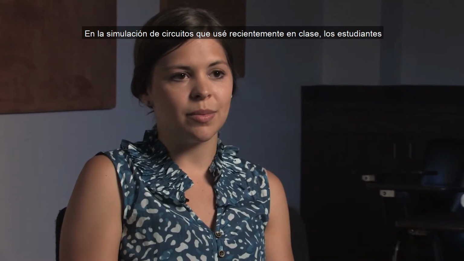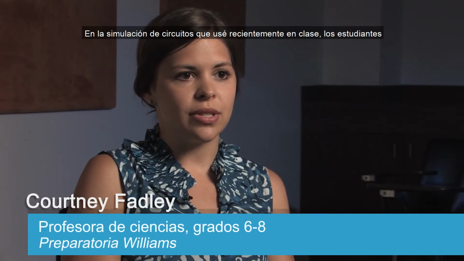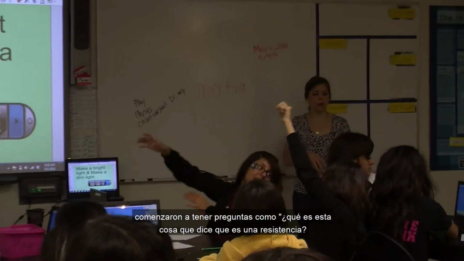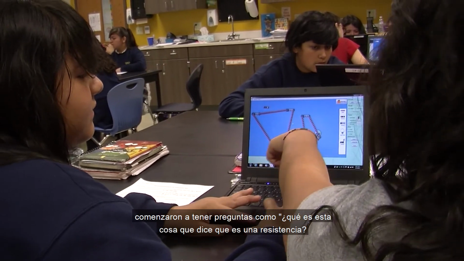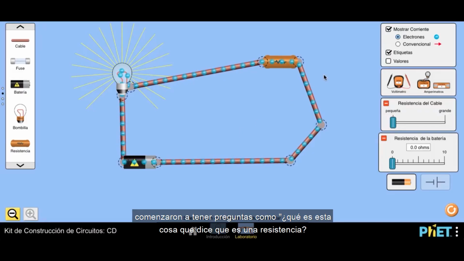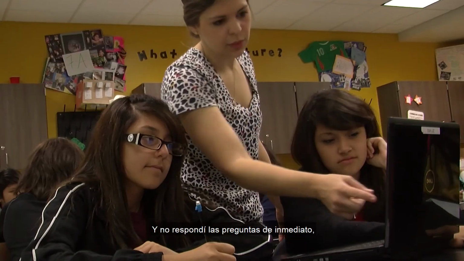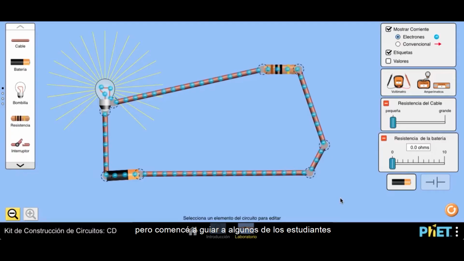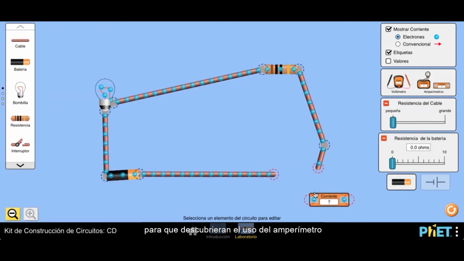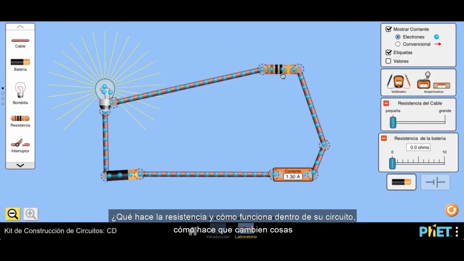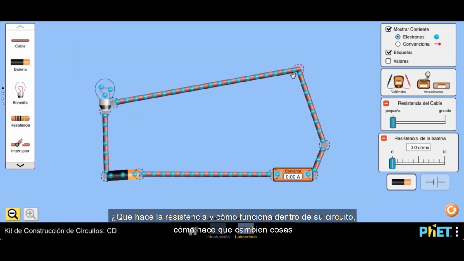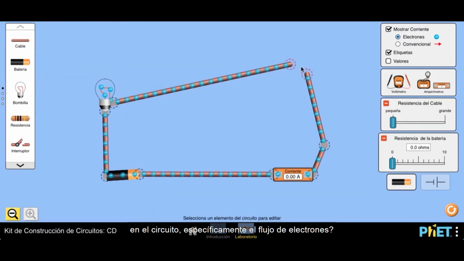In the circuits simulation that I just recently used in class, the students started to have questions about, well, what is this thing that says it's a resistor, and what does that do? Why do we have that? And I didn't answer the question right away, but then started guiding some of the students to figure out, using the ammeter, what does the resistor do, and how does that work within your circuit? How does that change things in your circuit, specifically the flow of electrons?